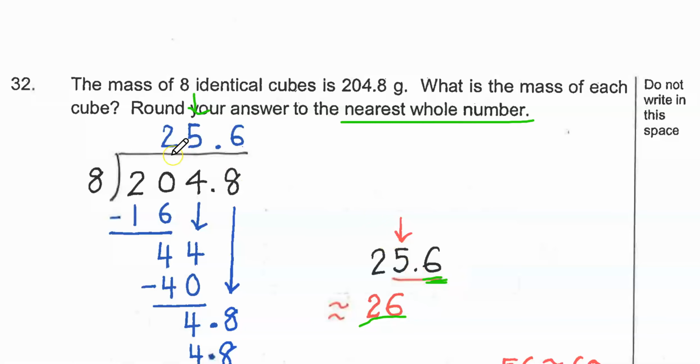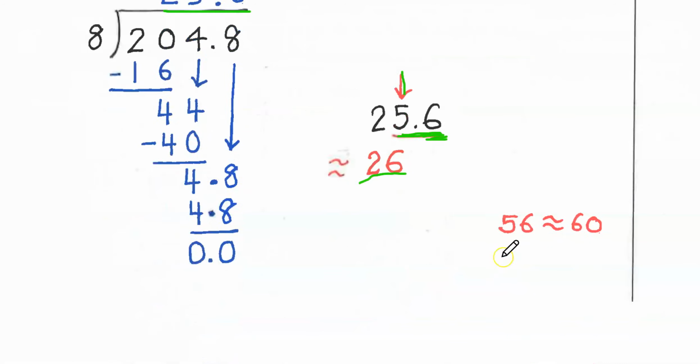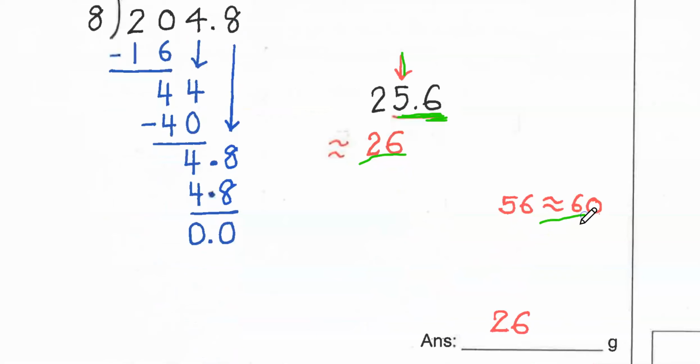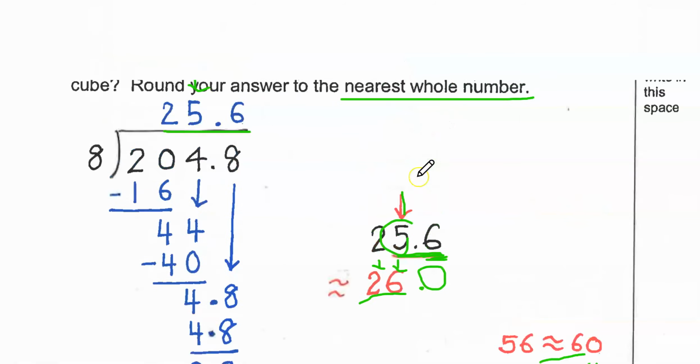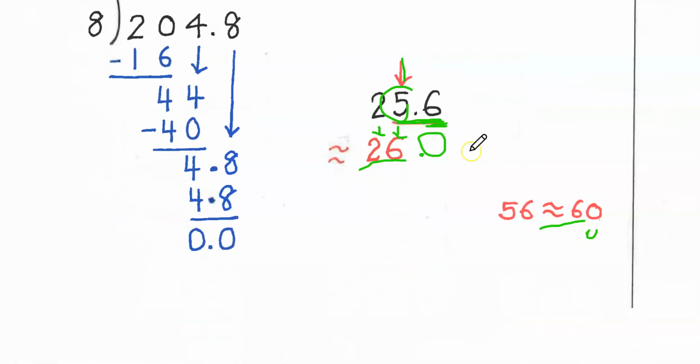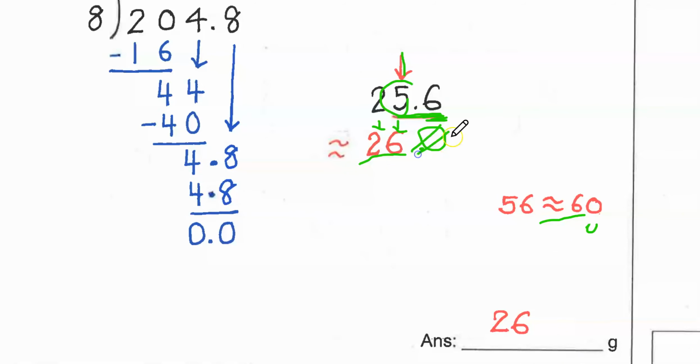So all you have to do after dividing, you give an answer of 25.6. Point the arrow at the ones. You have 5.6. 5.6 is nearer, okay, you round them up, it's 6.0, right? So this 5 has become 6. 2 remains, and this one became 0. Dot 0, right? Of course, when you want your answer in whole number, there should not be a dot 0. No dot 0. So just 26 grams.